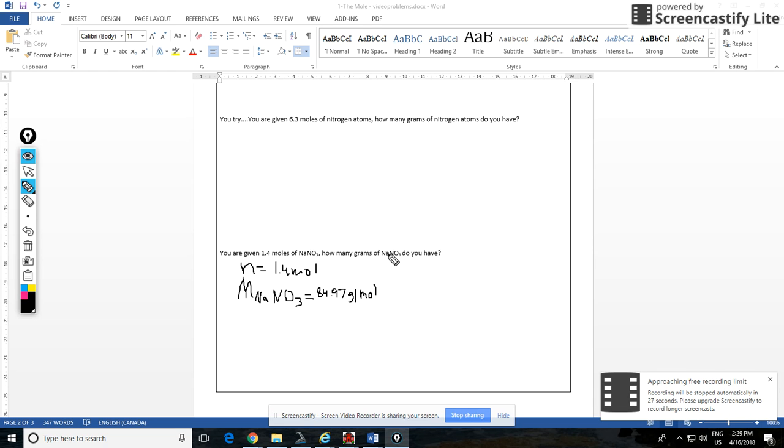You're asked to find the mass, which is n times molar mass. You can plug in your numbers, so 1.4 moles times 84.97 grams per mole. You can cross out your units, mole over mole, and you end off with grams.